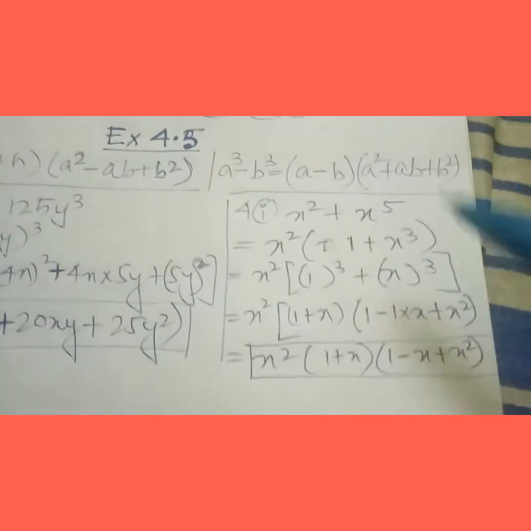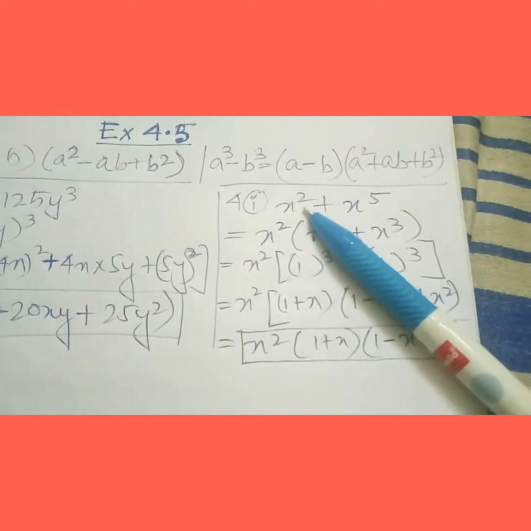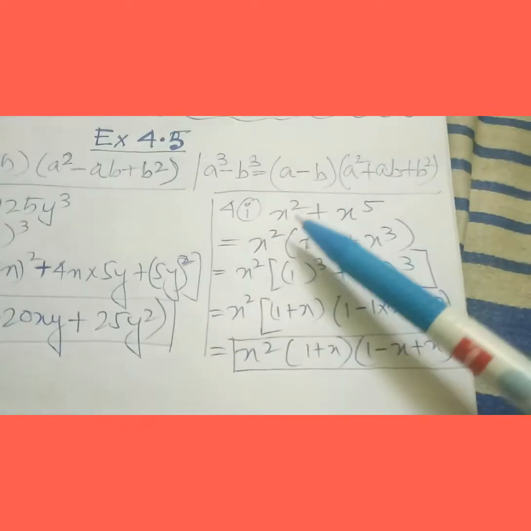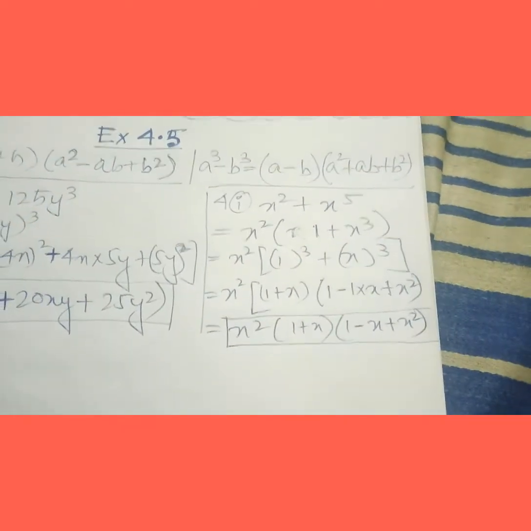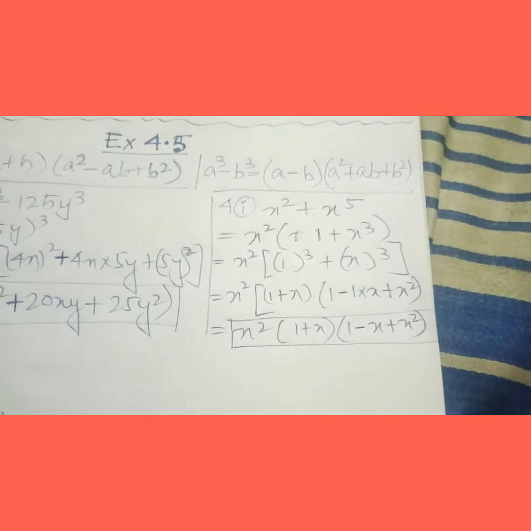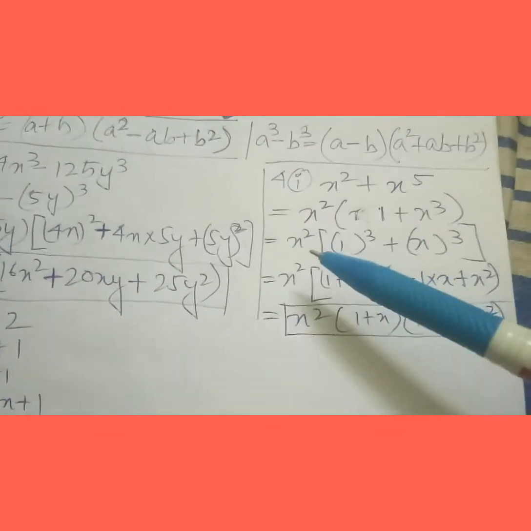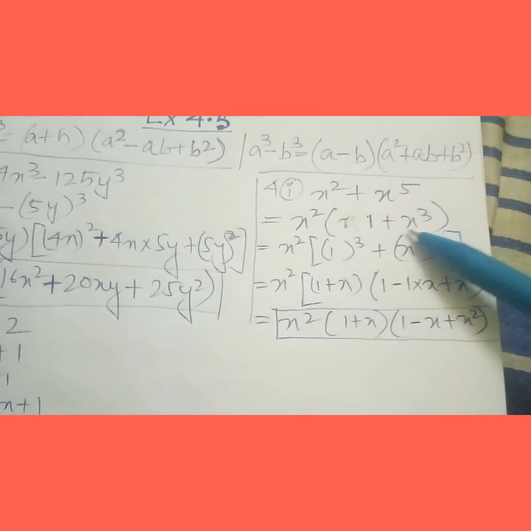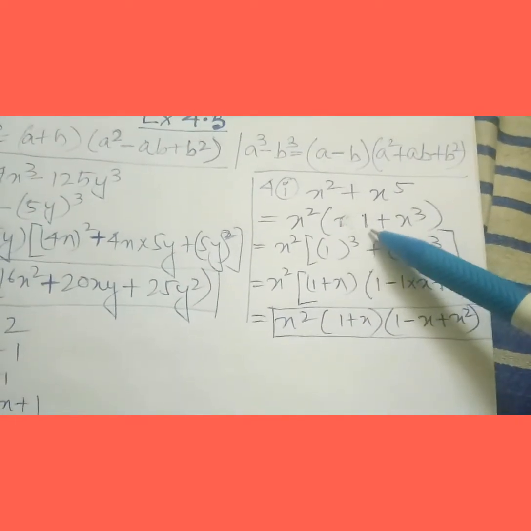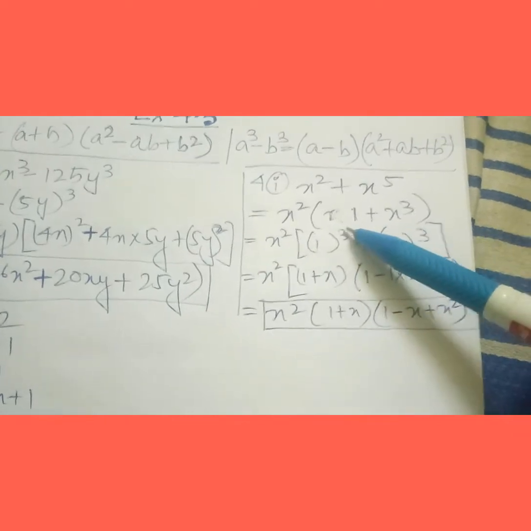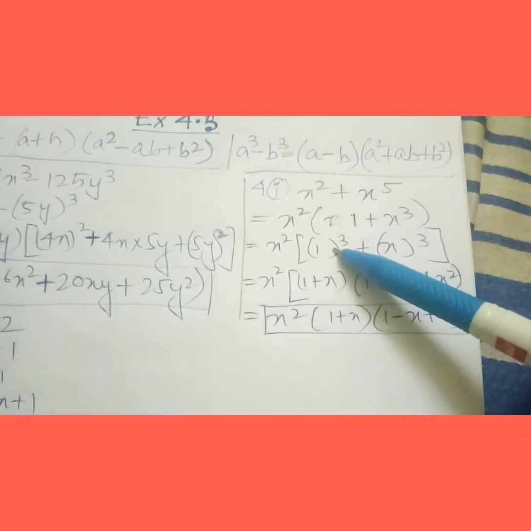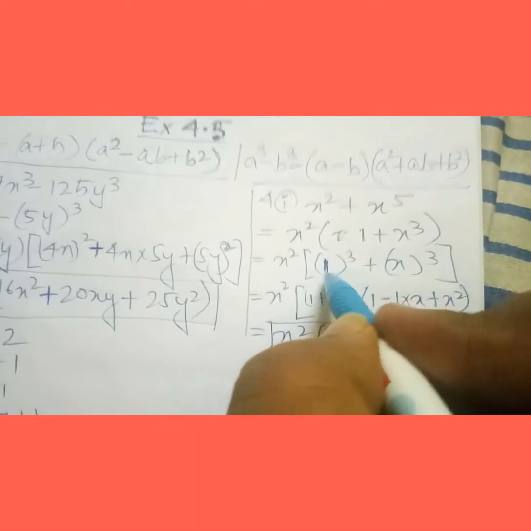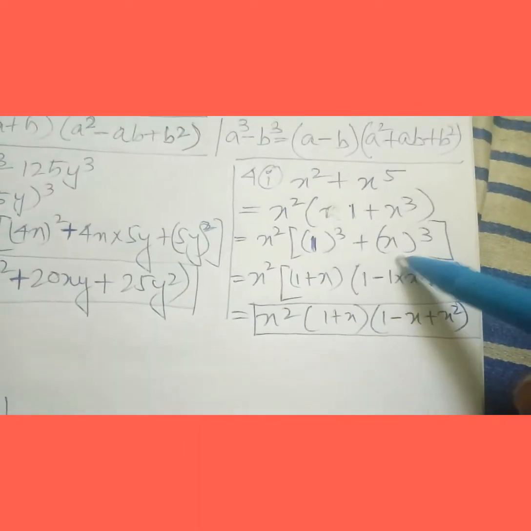Next is coming C. What is C? x to the power 2 plus x to the power 5. From here, what have I taken? I have taken x square common. Now if I take x square common, see what is remaining: x plus x cube, then x into 1 plus x cube. From here 1 I can make it 1 cube, because we know the value of 1 cube is 1 only. Now from here, x whole cube is written.